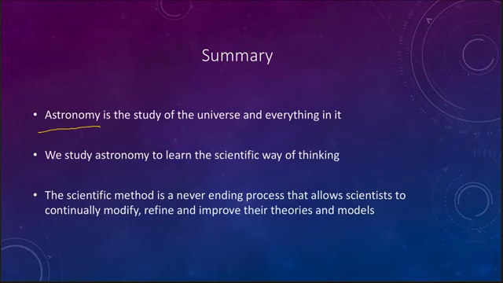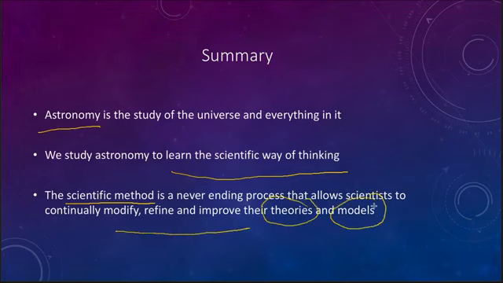Why do we study astronomy, other than maybe to get the science credit that we need, is to learn a scientific way of thinking that can be applied in everyday situations. And then finally, we looked at the scientific method, which is that way of thinking that we want to emphasize. It is a never-ending process. You start with some observation, but you continually make more and more observations to allow scientists and us to continually modify and improve the theories and the models that we have made, so we can make better predictions and better understand the universe.